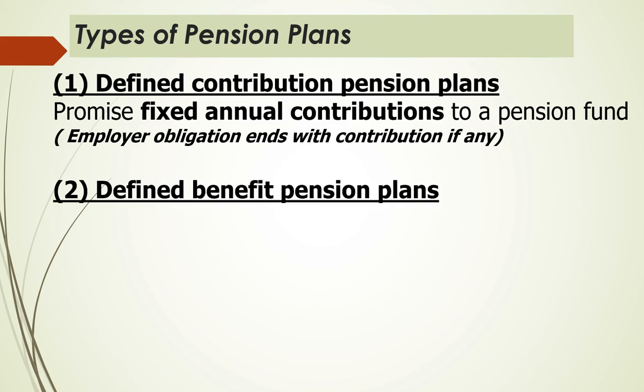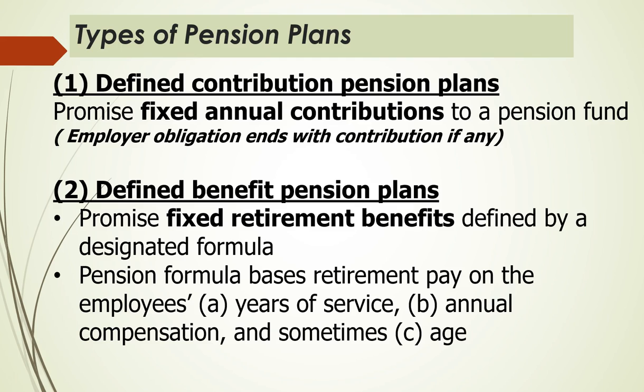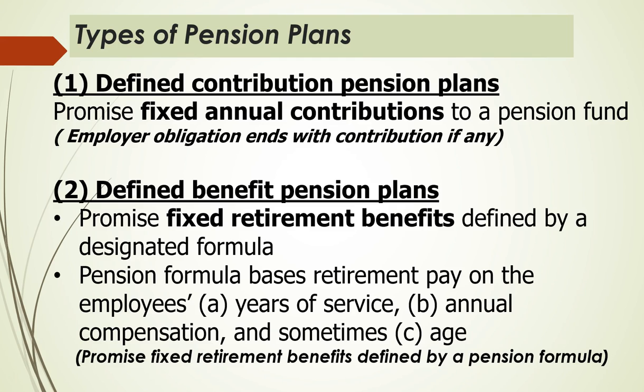This is where most schools and government agencies still have defined benefit pension plans, which means you have to stay there and then retire and have so many years of service, and then you're going to get a fixed amount for the rest of your life. So it's a promised fixed retirement benefit defined by a designated formula. Pension formulas base retirement pay on the employee's years of service, annual compensation, and sometimes age.